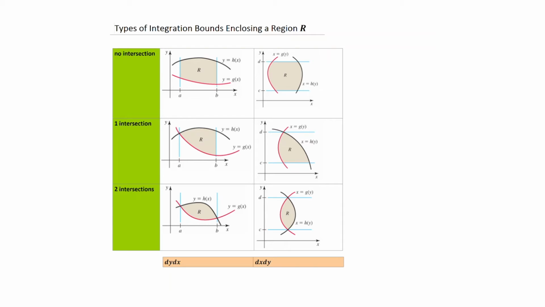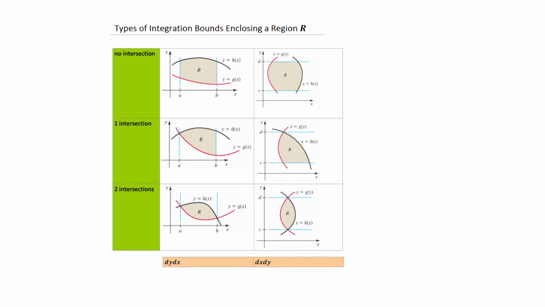However, if we turn the figure on its side, that is, rotate the picture counterclockwise by 90 degrees, that means x is pointing up and y is pointing to your left, then of course there are no issues. So then x equals h of y would be the upper surface, and x equals g of y would be the lower surface. In that case, of course, the integration order would change. We'd integrate with respect to x first, followed by integration with respect to y. And similarly, you have another case where you have a single intersection point and two intersection points.